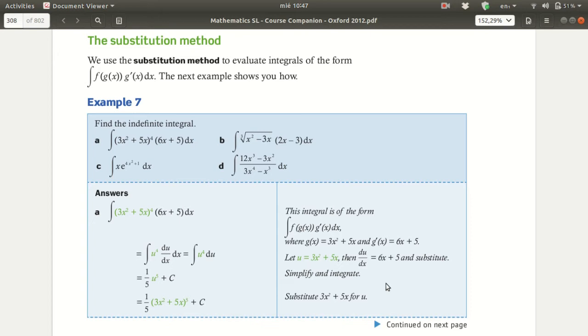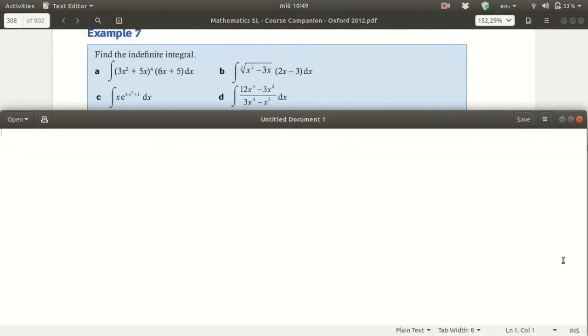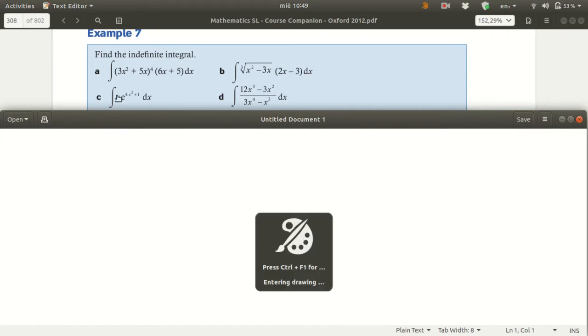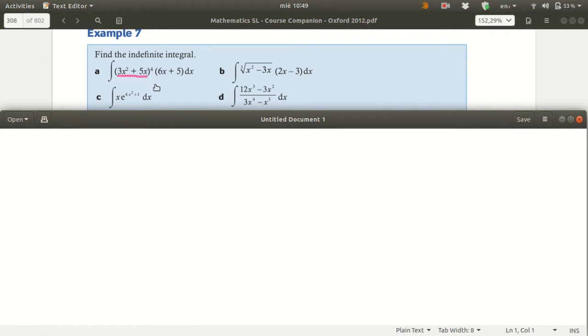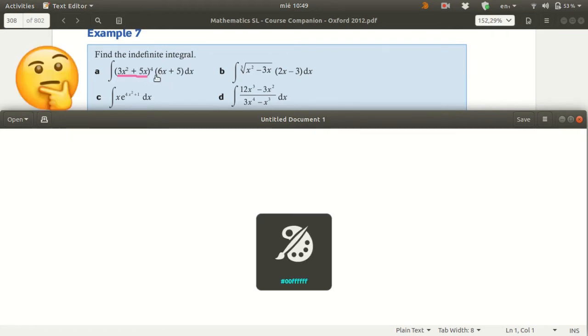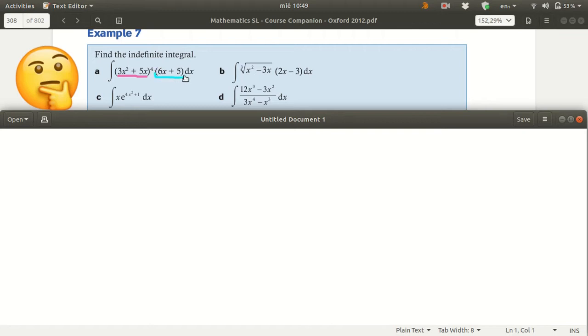On example 7, we have: find the indefinite integral of (3x squared plus 5x) to the power of 4 multiplied by (6x plus 5). In the substitution method, we're going to substitute the expression whose derivative is being multiplied somewhere in the function. In this case, we have the expression 3x squared plus 5x whose derivative is being multiplied right here, 6x plus 5. So we're going to apply the substitution for the expression in pink.